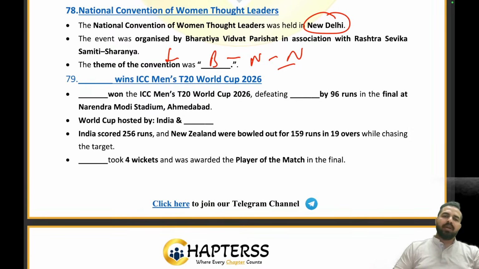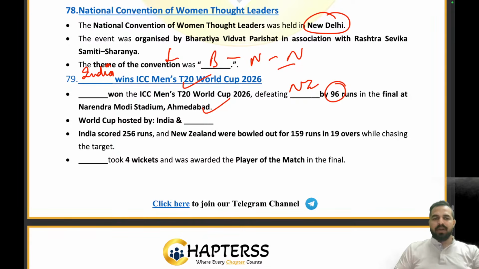Which team won the ICC Men's T20 World Cup? That is India. India won the ICC Men's T20 World Cup, defeating New Zealand by 96 runs in the final at Narendra Modi Stadium, Ahmedabad. The World Cup hosted by India and Sri Lanka. What was India's score? 256. New Zealand were bowled out on 159 runs. In 19 overs, India winning the World Cup by 96 runs.